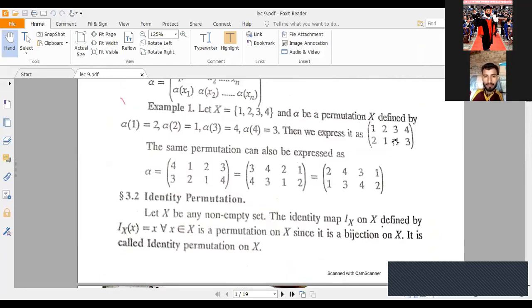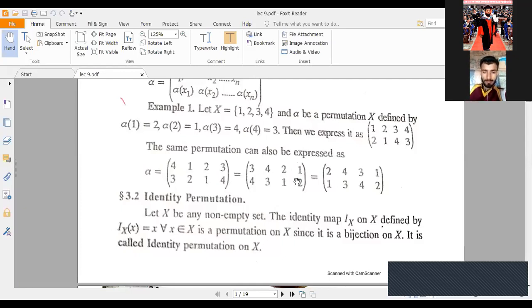Okay, see here, this example I told you before, this is alpha. If you write 1 2 3 4 or 3 4 2 1 or 2 4 3 1, these are all the same permutation because their images are always the same. See here, in the first permutation, what is alpha of 1? The image of 1 is 2. Here also the image of 1 is 2. The image of 2 is 1. The image of 3 is 4.